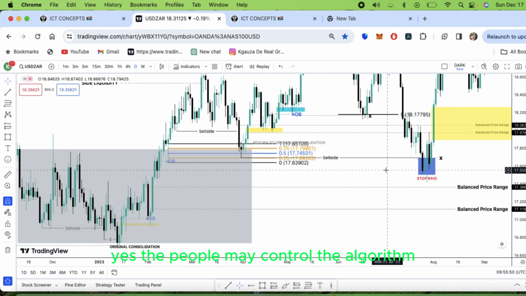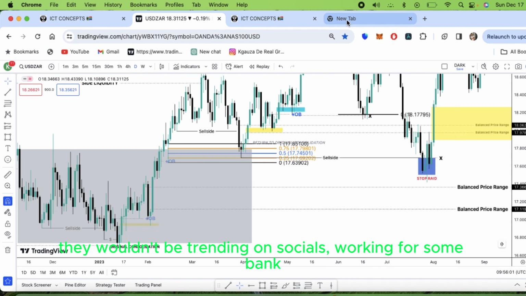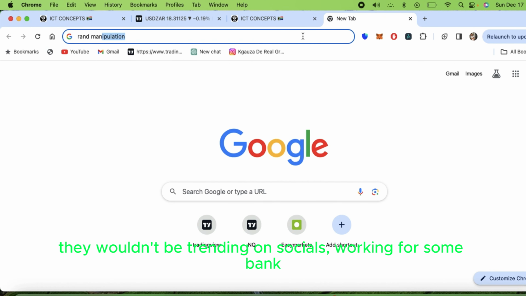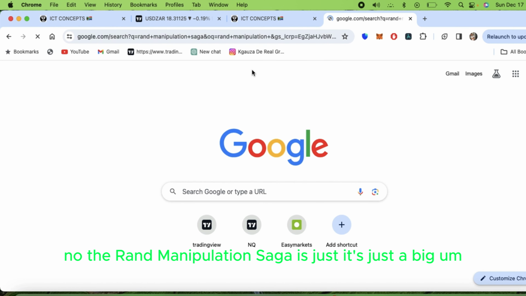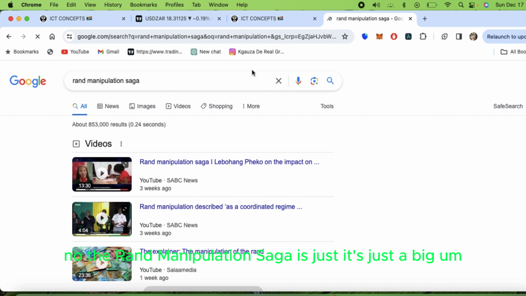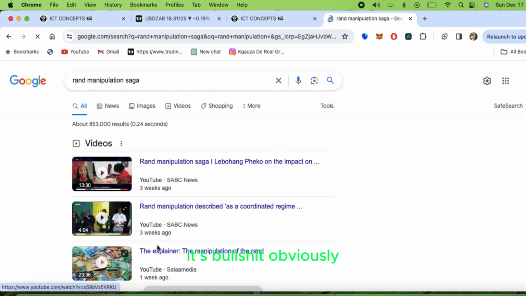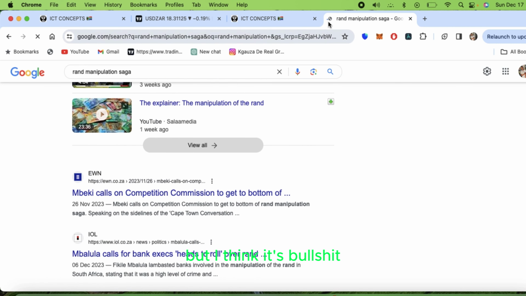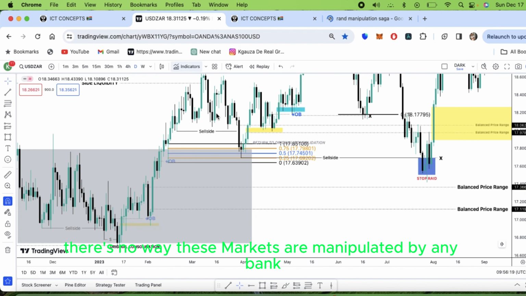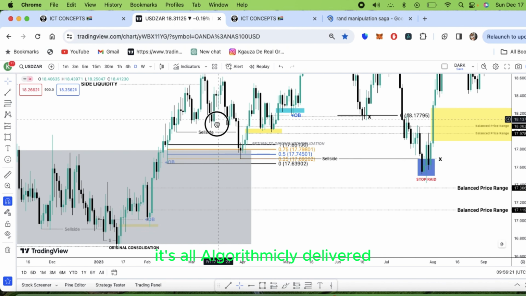Yes, the people may control the algorithm, but the people who control the algorithm or who know anything more about it than we do, they're on their yachts. Come on. They won't be working for some bank. No. The rand manipulation saga is just a big, it's bullshit. Obviously I'm trying to not say too much to get myself in trouble, but I think it's bullshit. There's no way these markets are manipulated by any bank. It's all algorithmically delivered.